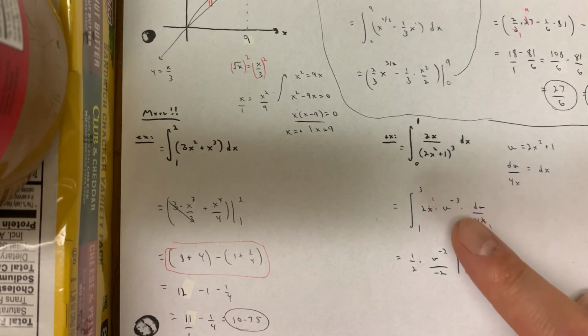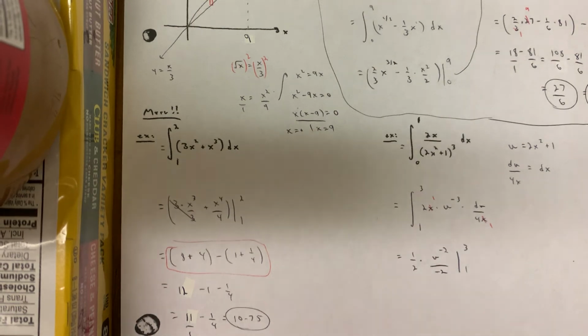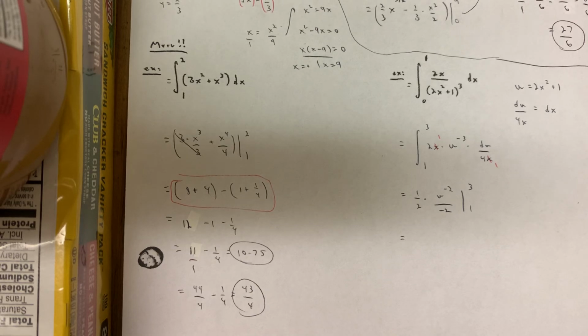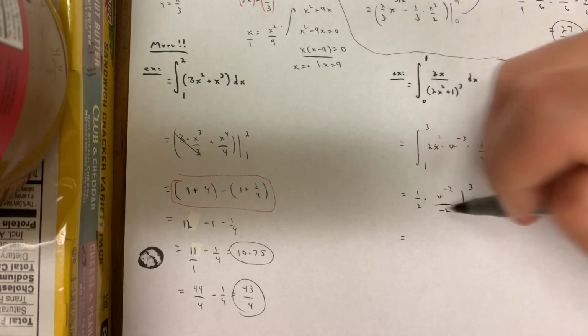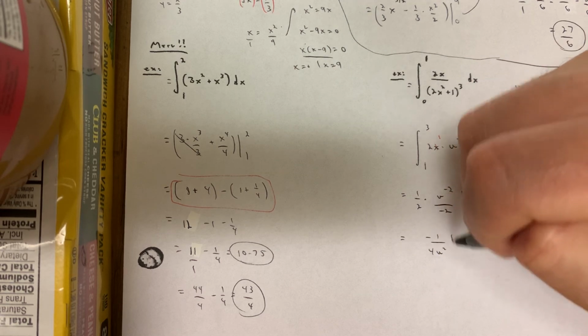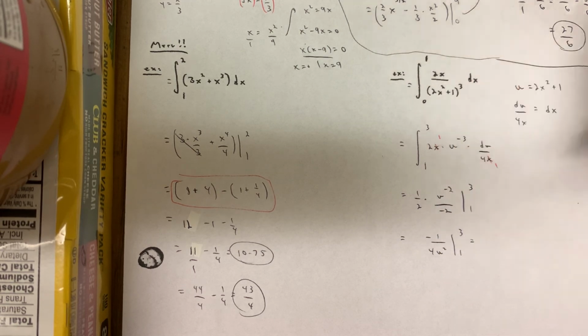Don't tell me negative 3 plus 1 is equal to negative 4. Another classic mistake. I already made a couple of classic mistakes on these videos, which luckily I caught in time so I could use them as teaching tools. So here we get what? Put the negative upstairs with the 1. Downstairs, you got a 4 and a u squared. We'll evaluate that from 1 to 3.